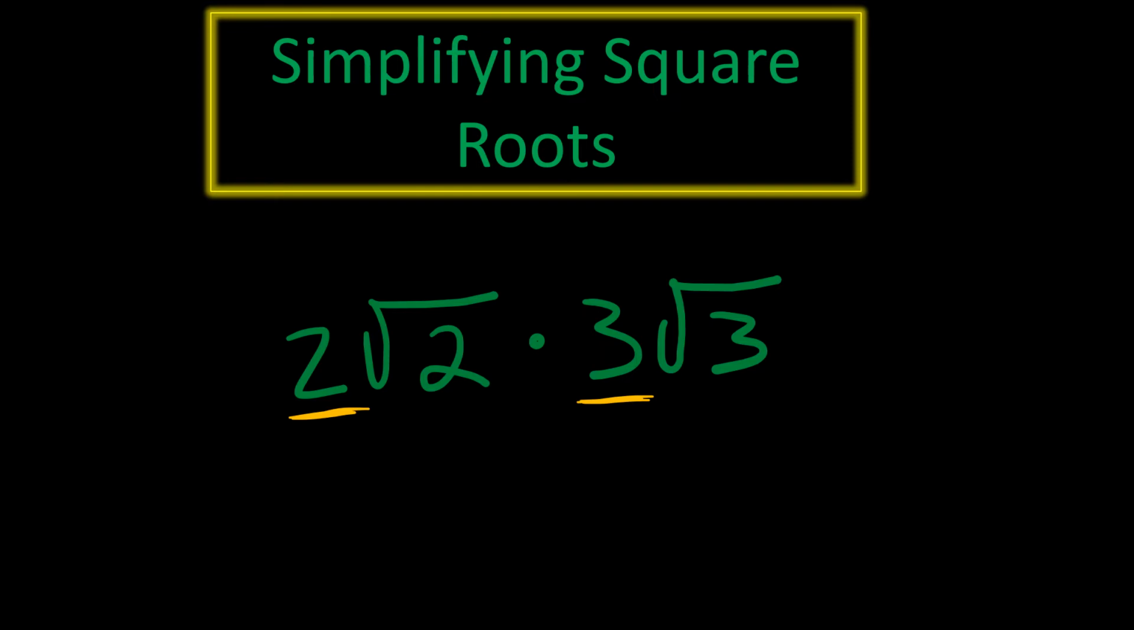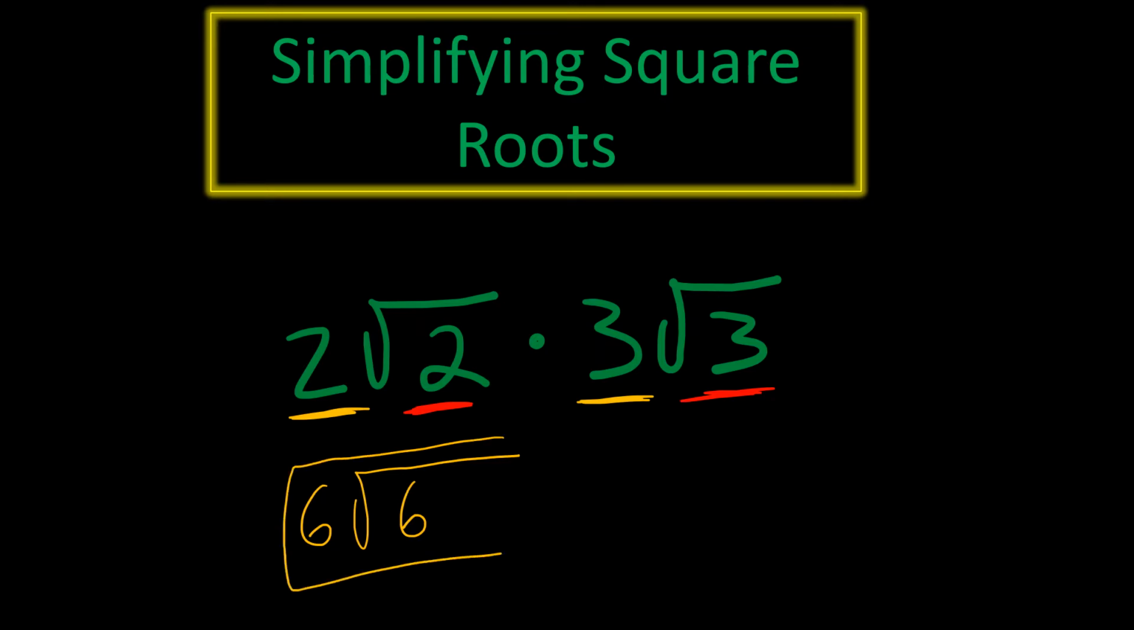So in problems like these, as I'll show you in the next slides, you multiply the coefficients together first. So it would be 2 times 3, which is 6. And then you multiply together your radicals, your square roots. So it'll be root 2 times root 3, and that would just also be 6. So the answer here would just be 6 root 6.